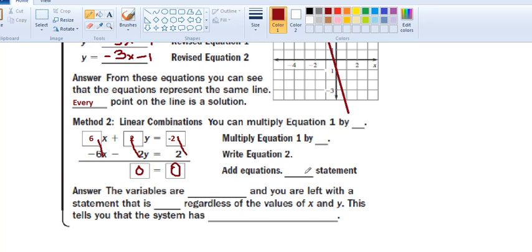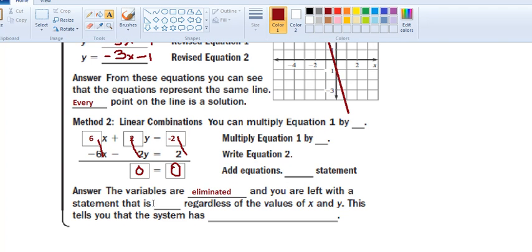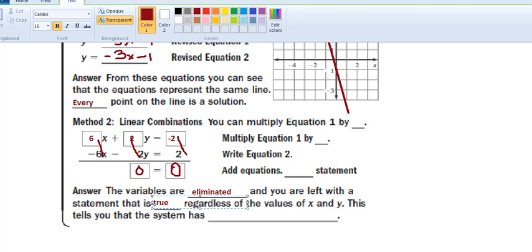Now if you ever see that, that also means that these are not going to do anything other than overlap. So here's what would happen here. The variables are eliminated, and you're left with a statement that is true regardless of the values of x and y. It doesn't matter what you put in for x and y, it's going to work. So the system has infinite solutions.